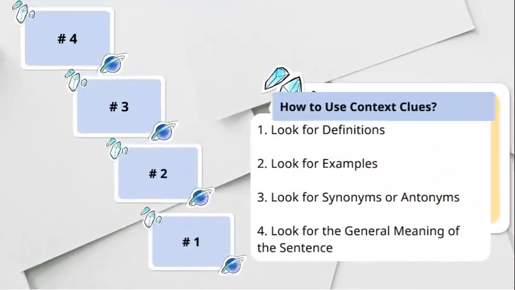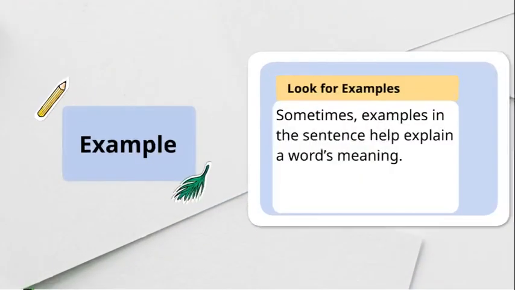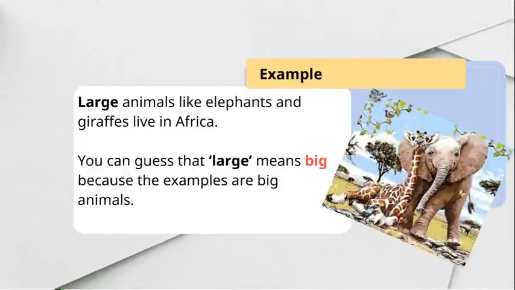The second one is to look for examples. Sometimes examples in the sentence help explain the meaning of the word. "Large animals like elephants and giraffes live in Africa." Now, you don't know the meaning of the word large. You can guess that large means big because the examples given here are big animals.